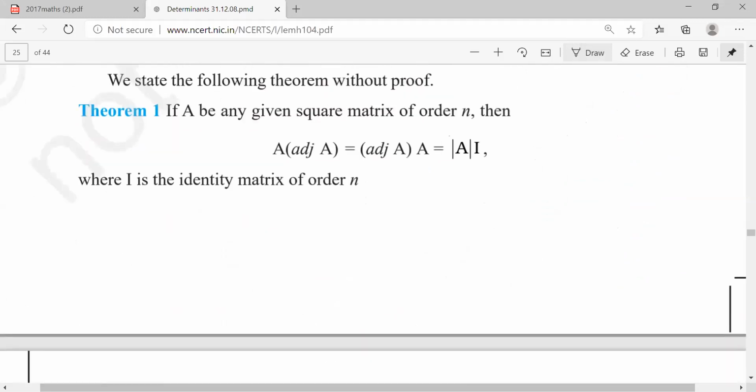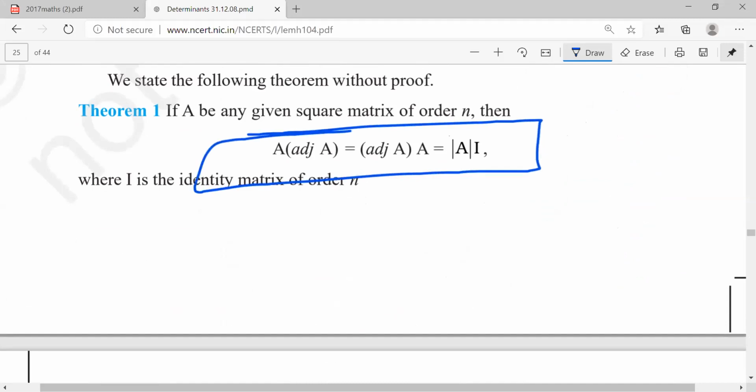And the most important property which can come in your entrance as a 1 mark question: A dot adj A is equal to what? Determinant of A into I, where I is the identity matrix. Please copy down this: A dot adj A is equal to determinant of A into I.